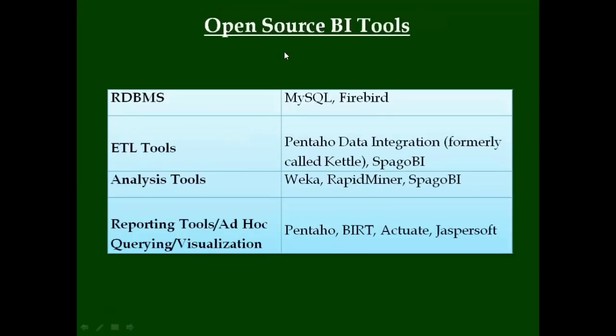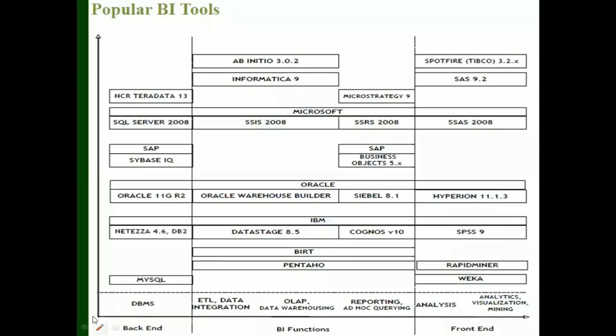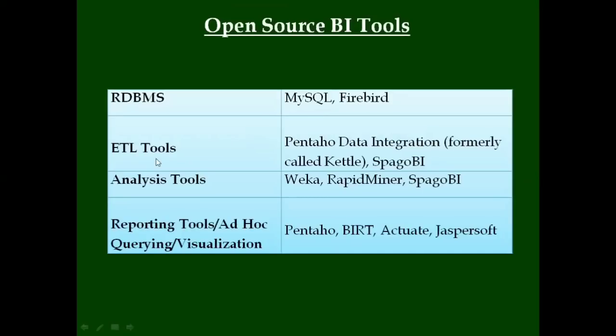What are the open source BI tools which we can use for business intelligence? For RDBMS, it uses MySQL and Firebird. ETL tools: Pentaho Data Integration, formerly called Kettle, and Spago BI. For analysis purposes, we have analysis tools like Weka, RapidMiner, and Spago BI. For reporting tools and ad hoc query and visualization, we have Pentaho, BIRT, and Jaspersoft. So these are the open source BI tools. For the relational database management system, we can use MySQL and Firebird.